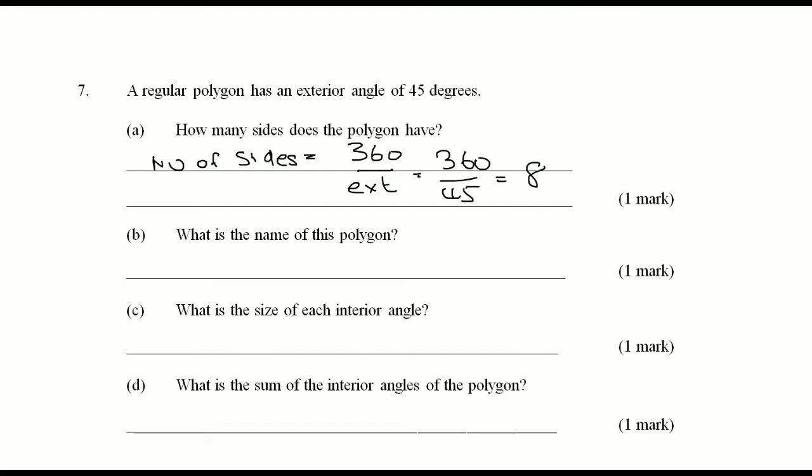360 is the total of all the exterior angles. So if you have your exterior angle, then you're just seeing how many times you're turning that. What's the name of an 8-sided shape? Well, it is an octagon.